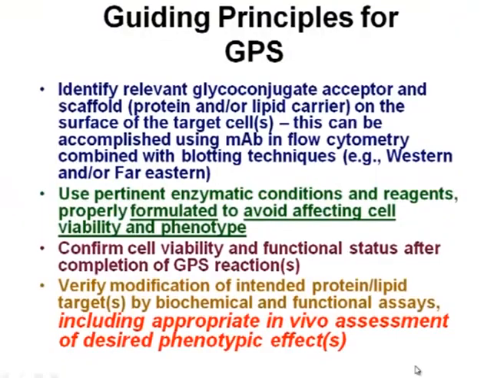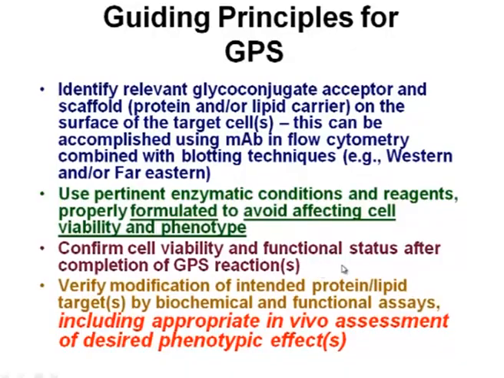Now, for the guiding principles of GPS, I want to point out some important points. Number one, to perform this properly and elegantly, you must first identify the relevant glycoconjugate acceptor that you seek to modify, the protein and/or lipid carrier that you want to modify with a specific carbohydrate substitution. This can be accomplished by using monoclonal antibodies in flow cytometry combined with blotting. In the case of a protein, you would do a Western blot. In the case of a lipid, you do Far Eastern blotting.